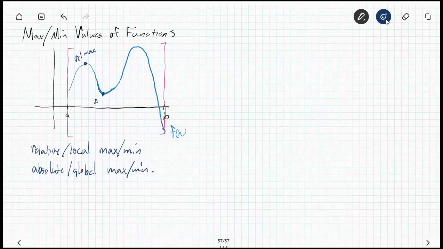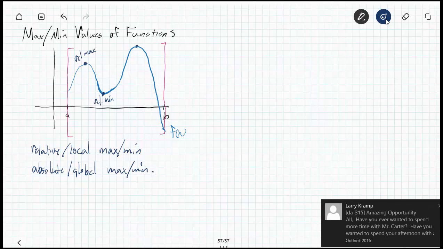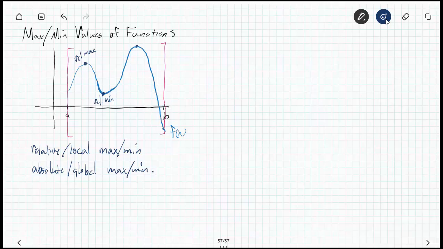Likewise, this is a relative min. Now, why is this relative and not absolute? Well, because all of these values down here are less than this value, just like all of these values up here are greater than this value. How about this one? What's this? Well, I don't know what that is. Let's get rid of that. What is this value up here? Well, this is the biggest value on the closed interval from A to B, isn't it? So this is an absolute max.